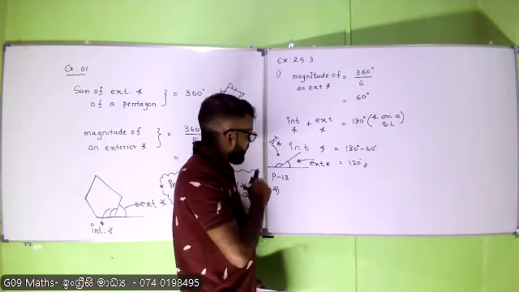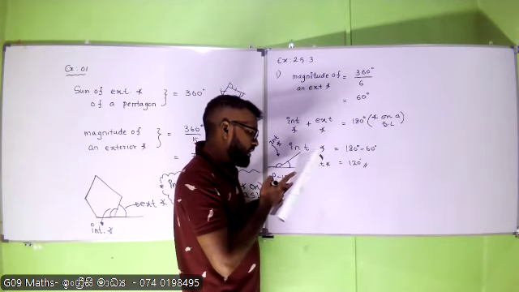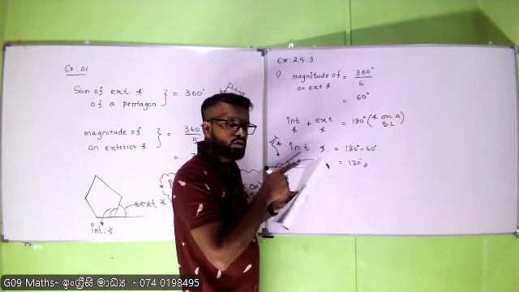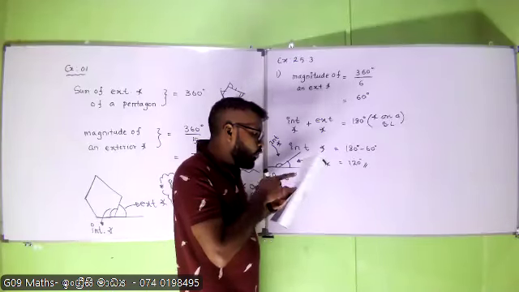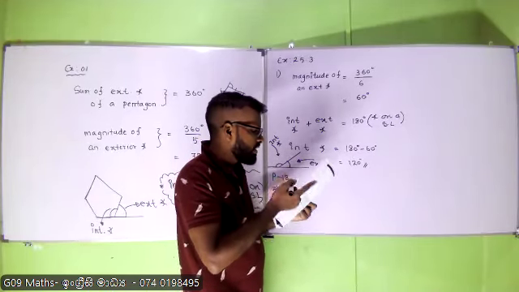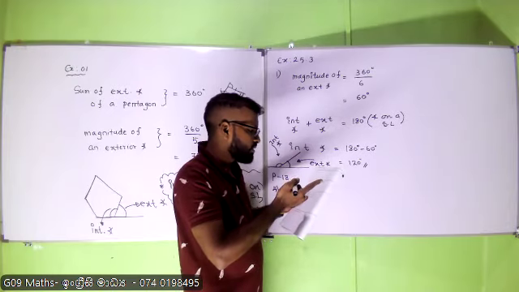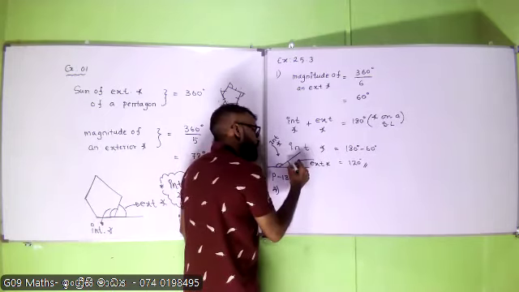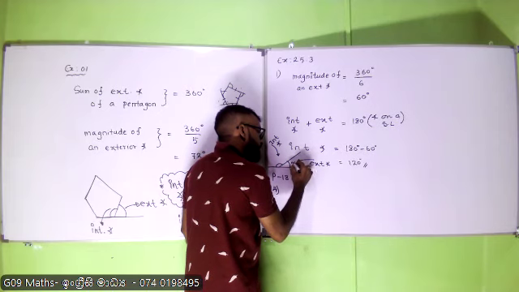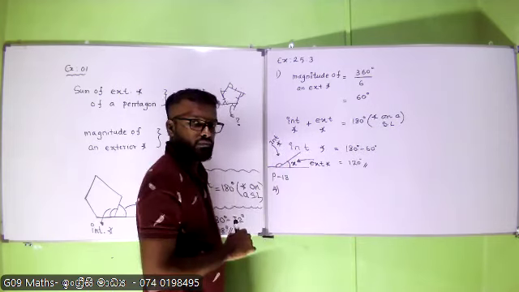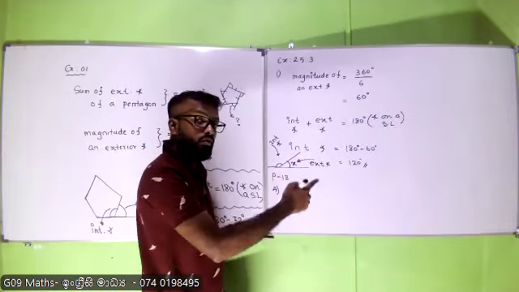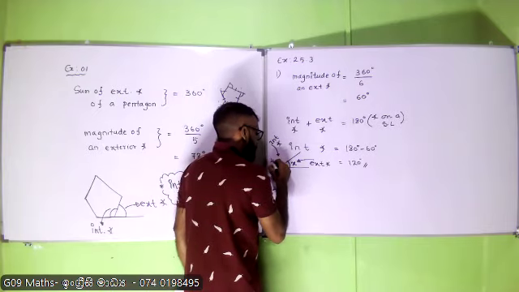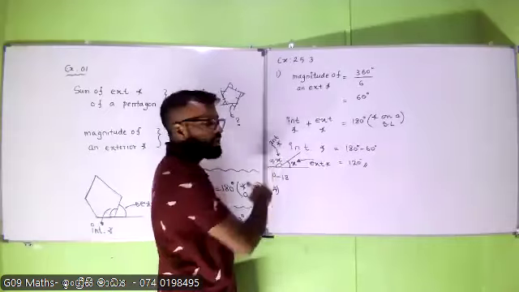What is the thing that they are saying? A regular polygon. All angles are equal. All sides are also equal. The interior angle is 4 times the magnitude of an exterior angle. So if I take the magnitude of the exterior angle as x, the interior angle becomes 4 times the exterior angle, so the interior angle can be written as 4x. So this is the meaning of this.